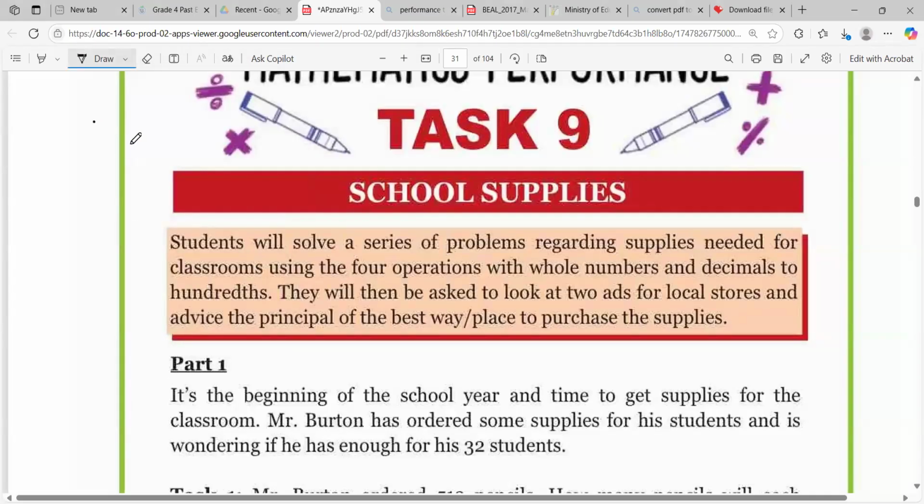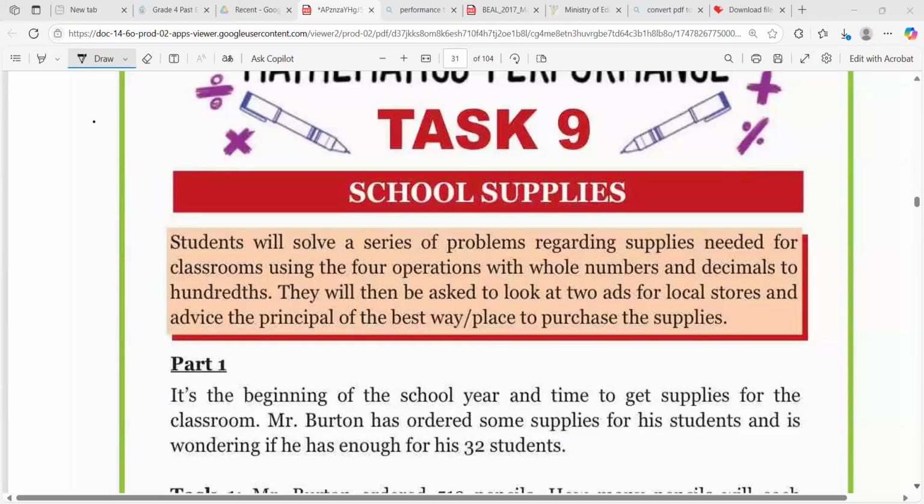School supplies. Students will solve a series of problems regarding supplies needed for classrooms using the four operations with whole numbers and decimals. They will then be asked to look at two ads for local stores and advise the principal of the best way or place to purchase the supplies.